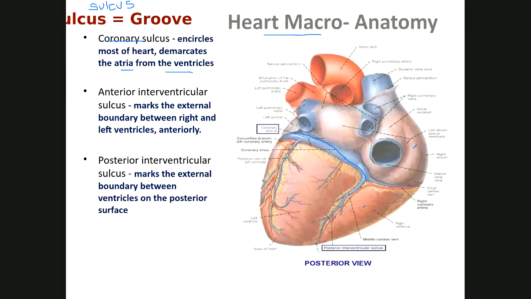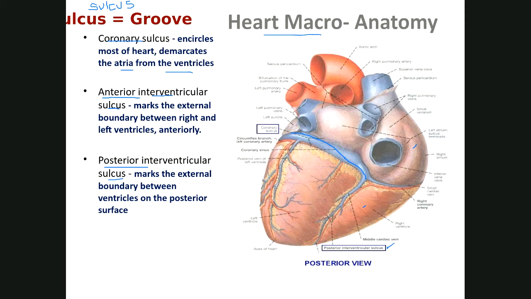Then we have an anterior interventricular sulcus. So what this means here is it's located anteriorly of the heart, and it's going to divide the right and left ventricles from each other. And then in the back, there's a posterior interventricular sulcus. And we'll learn that vessels sit in these little grooves. And this one is located in the back. So you can see this image here. The posterior interventricular sulcus is a little groove that sits in the back here.